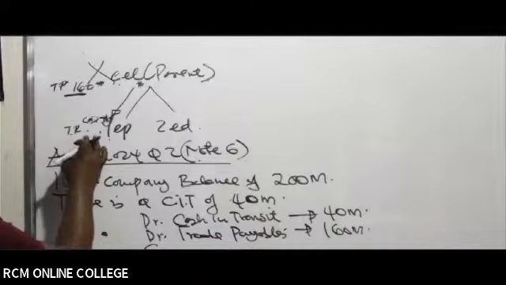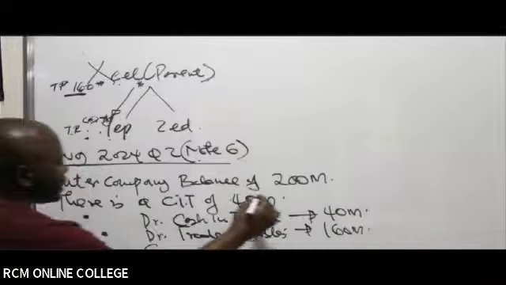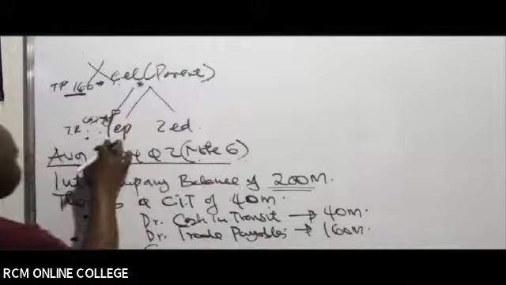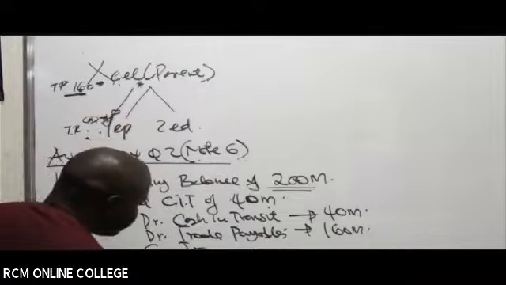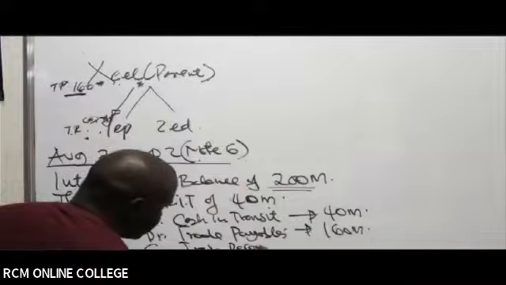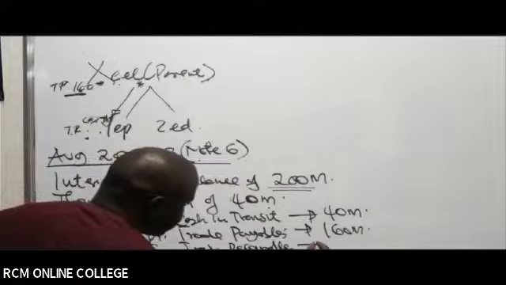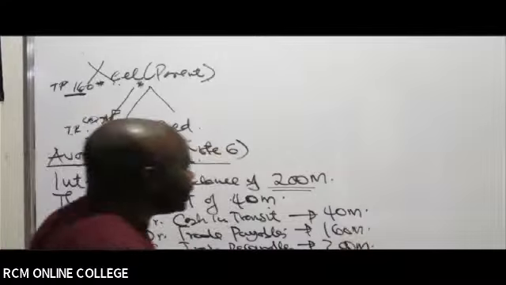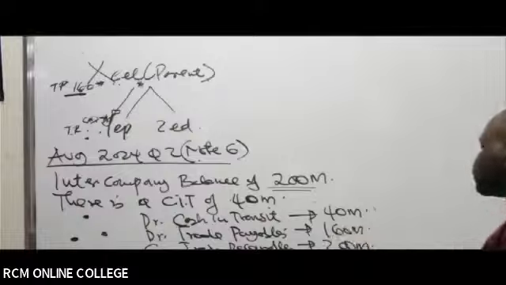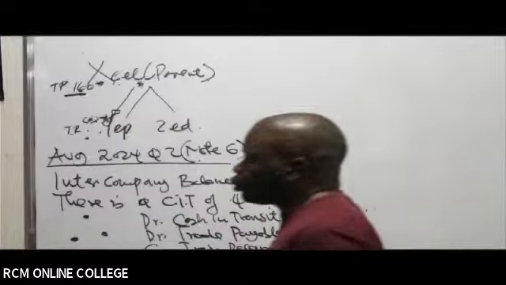YEP is still reporting the entire amount of 200, and therefore you credit trade receivables of 200 million. And of course, you complete the double entry. You can see the debits give you 200 and the credits give you 200. Therefore, you would have been able to complete that.